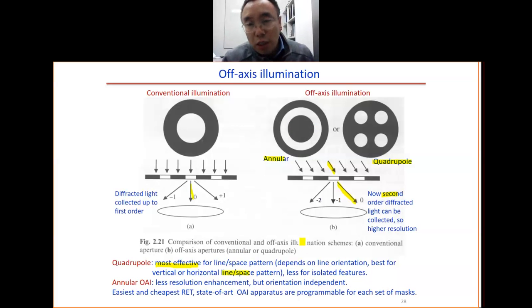So you may ask, how to realize off-axis illumination? It looks complicated, but actually this is the easiest and cheapest resolution enhancement technique. The state-of-the-art off-axis illumination apparatus are programmable, and can be used for each different mask. Now let's look at how to do the light exposure from an angle, with no light from the vertical direction.